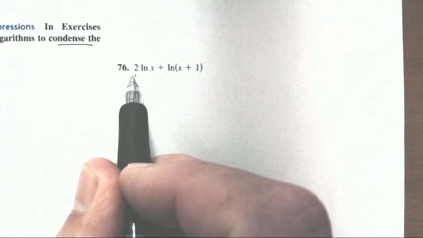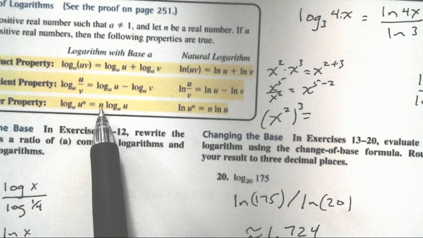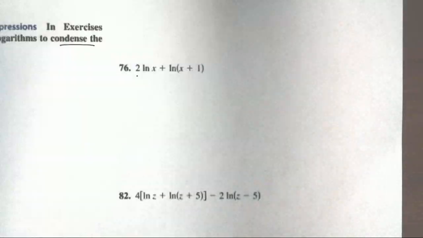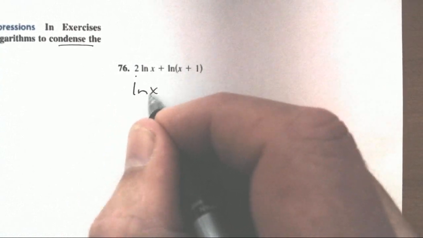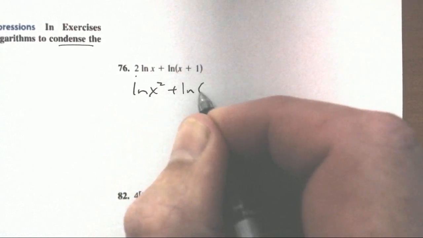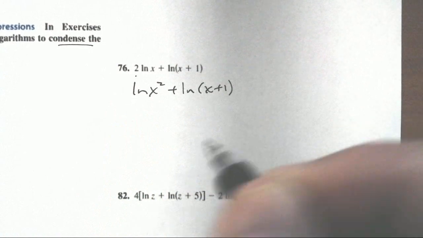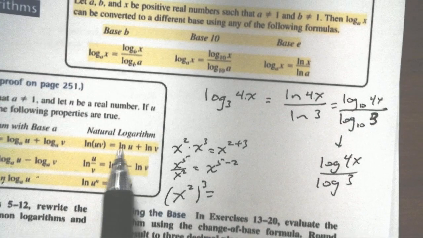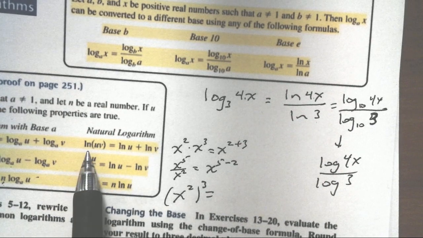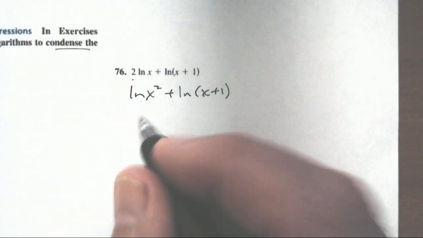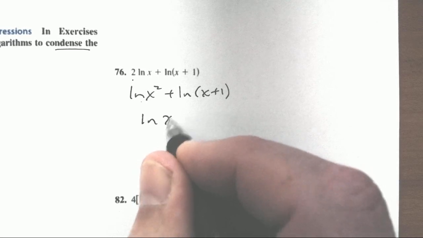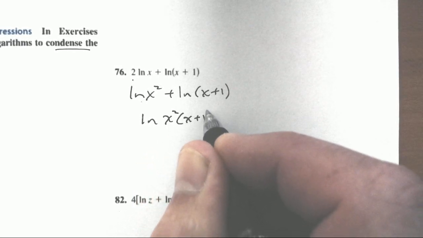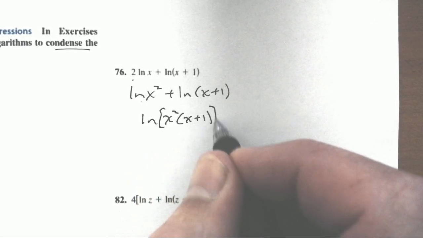Condense the expression. Number 76, well, rule 3 allows me to bring this number out in front to come in as an exponent. So this can become ln x squared plus ln x plus 1. And when I have ln plus ln, that can be condensed into a single ln of the product. So that's ln of x squared times x plus 1.